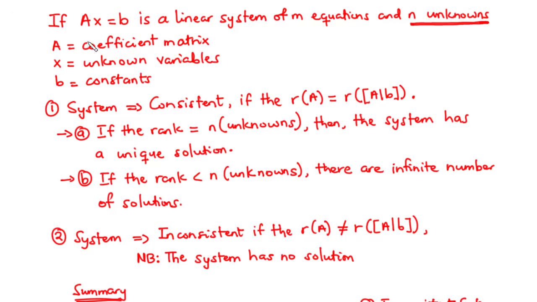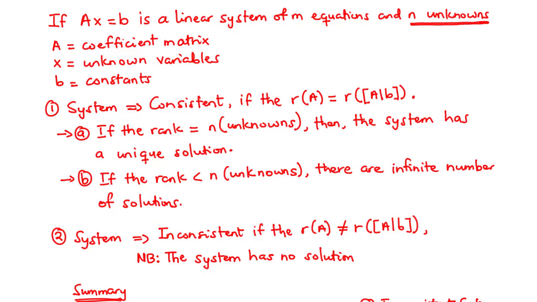So given that Ax = B is a linear system of m equations and n unknowns, the system is said to be consistent if the rank of A, which is the rank of the coefficient matrix, is equal to the rank of the augmented matrix AB.